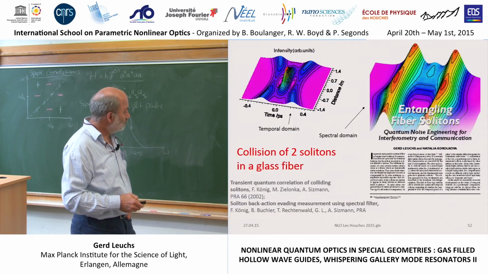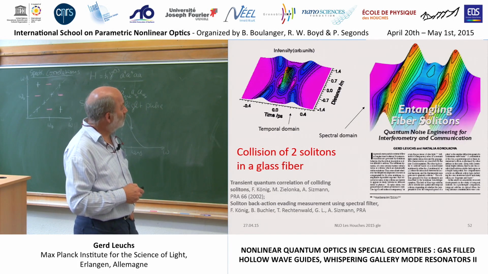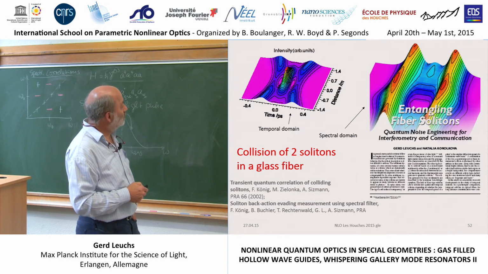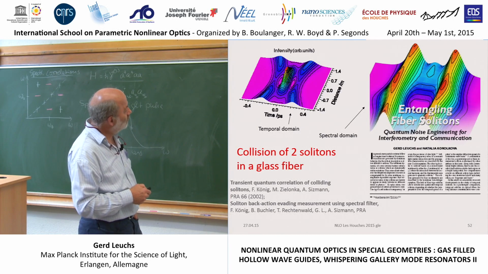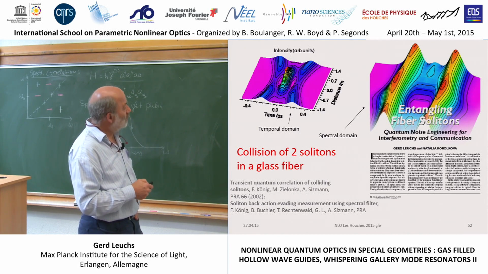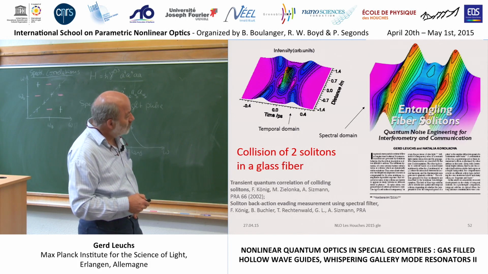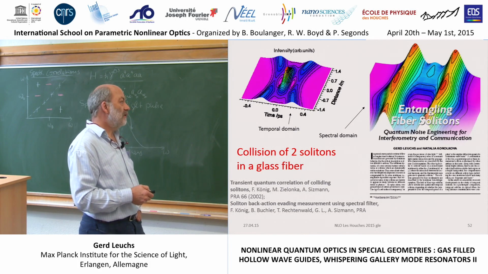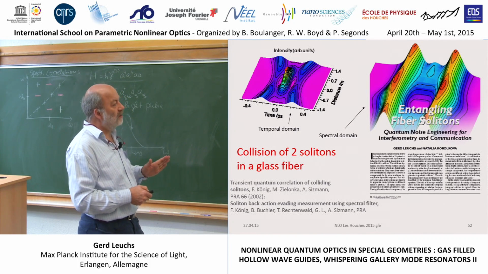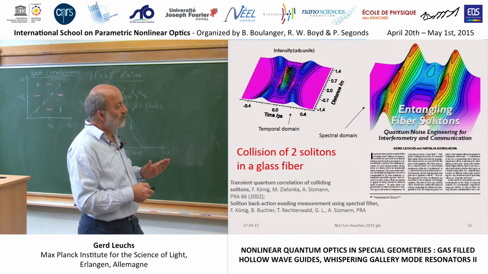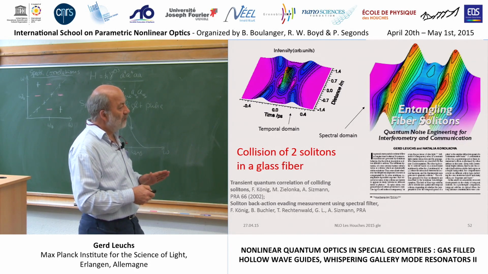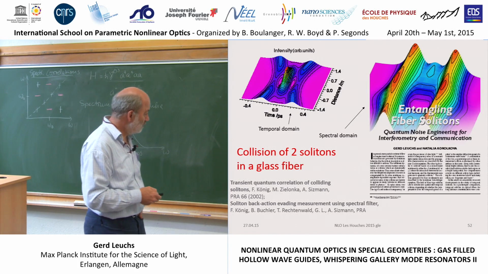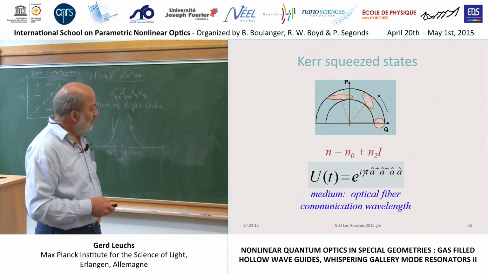Here you see in the temporal domain what happens in the collision. So there is some interference between these two pulses. And in the spectral domain, you see that the center frequencies repel a little bit. And if you freeze this spectrum by putting the collision at the end of the fiber, you're able to measure this frequency shift, and this frequency shift tells you something about this pulse.